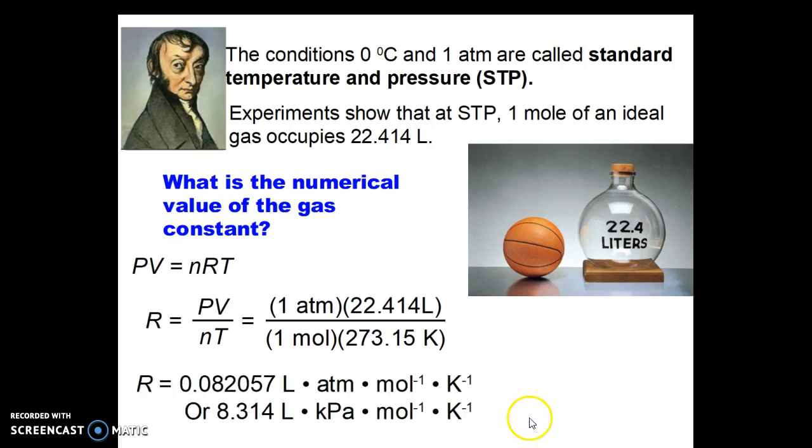we get a gas law constant, when we're using atmospheres to measure pressure, of 0.082057 liter atmospheres per mole Kelvin, and if we're using kilopascals, it's 8.314 liter kilopascals per mole Kelvin. Now remember, the liter kilopascal is a joule, so sometimes you see joules as the numerator of that constant.